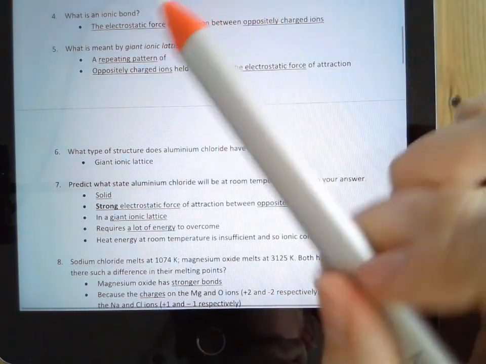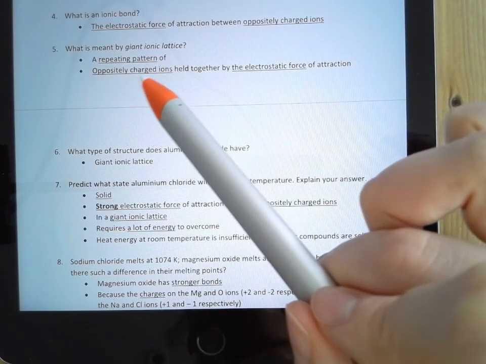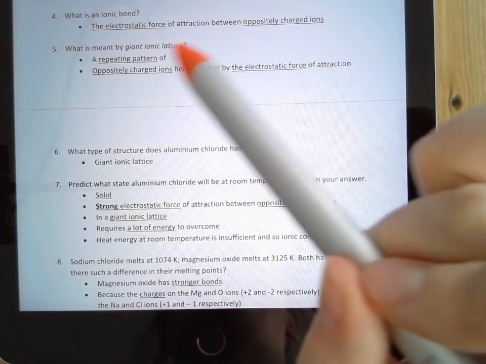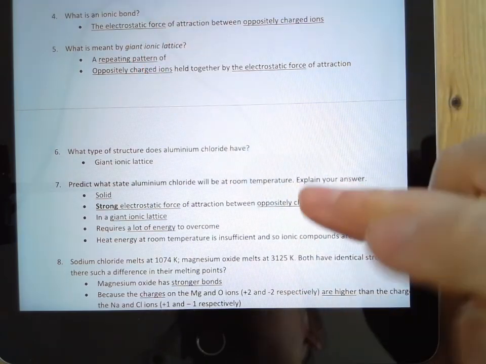A giant ionic lattice: you have to have this phrase, a repeating pattern of oppositely charged ions held together by the electrostatic force of attraction. It would be a 2-mark question, and what's commonly forgotten is this phrase, a repeating pattern.